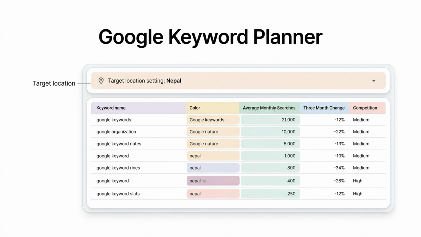Another essential tool is the Google Keyword Planner. While it requires a Google account login, it provides highly specific data directly from the search engine. You can set your exact target location, such as Nepal, and choose whether you are targeting Google Search or Search Partners. The planner reveals the average monthly searches and the overall trend for your keywords, giving you a solid foundation before moving on to more advanced third-party software.